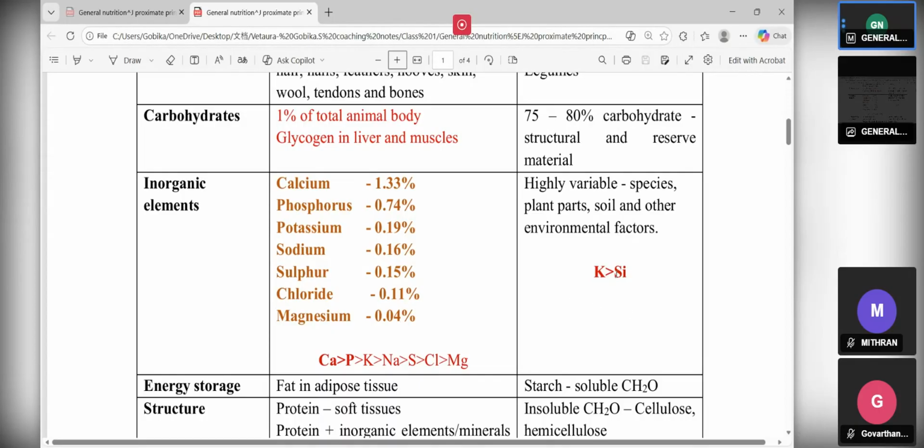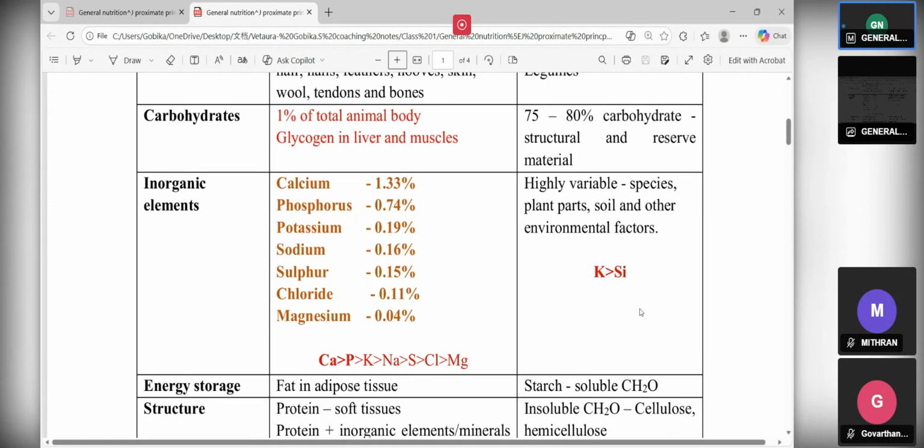Then coming to plants, the mineral content is highly variable based on the plant parts and the soil condition in which it is grown, and environmental factors also influence the mineral composition of the plants.